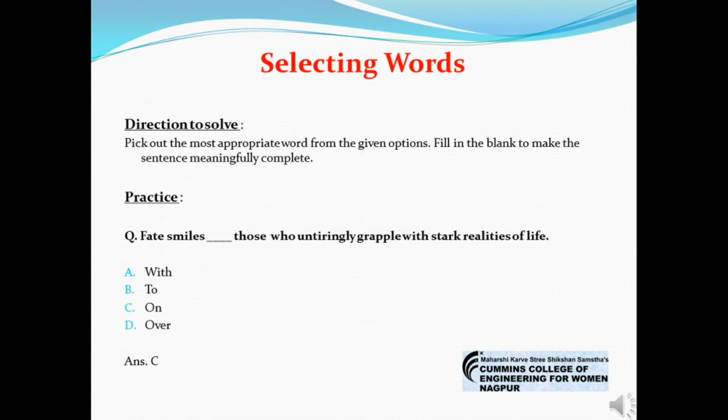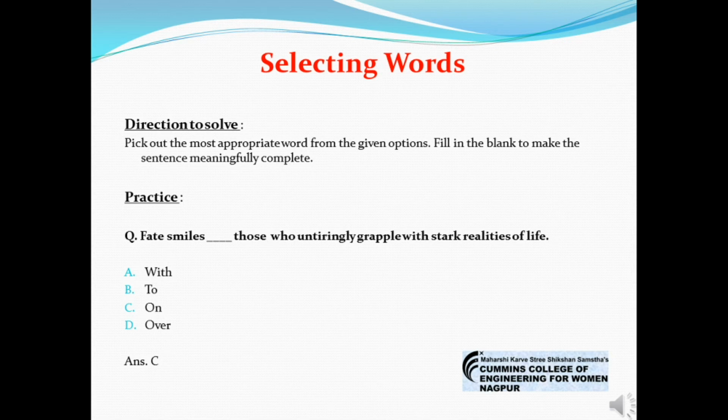Next topic is selecting words. From the given options, you have to pick out the appropriate preposition and fill in the blanks to make the sentence meaningfully complete. The question is, fate smiles dash those who untiringly grapple the stark realities of life. And the options are with, to, on, over. The correct option is C.